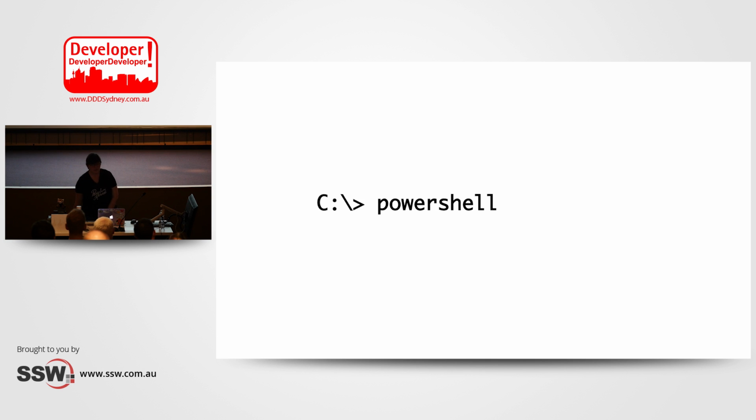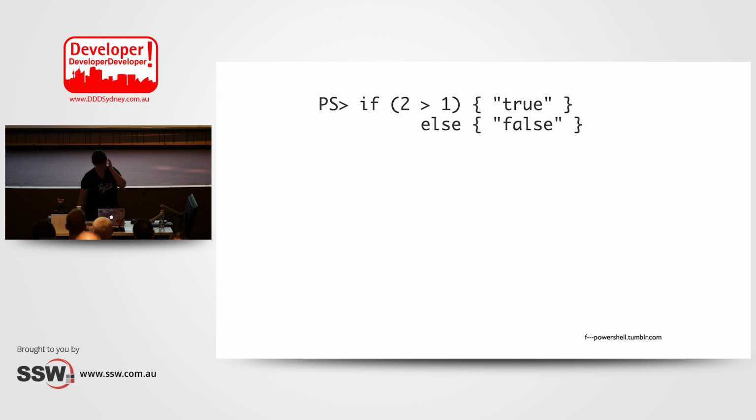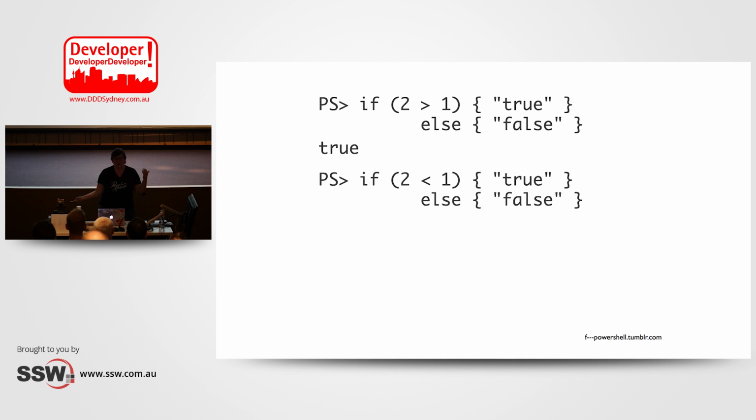Let's talk about PowerShell. In PowerShell, if I want to compare whether the integer 2 is greater than the integer 1, I want to print out true if it is and false if it isn't. Is this going to print out true? False. True. 2 is greater than 1. I'm not tricking you. If I want to check whether the integer 2 is less than the integer 1, will it print out true?